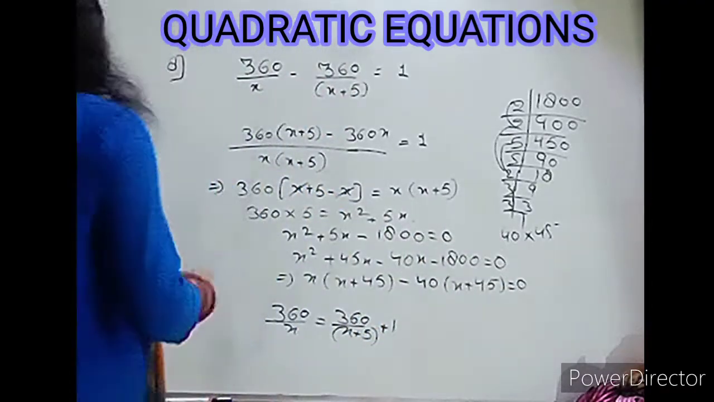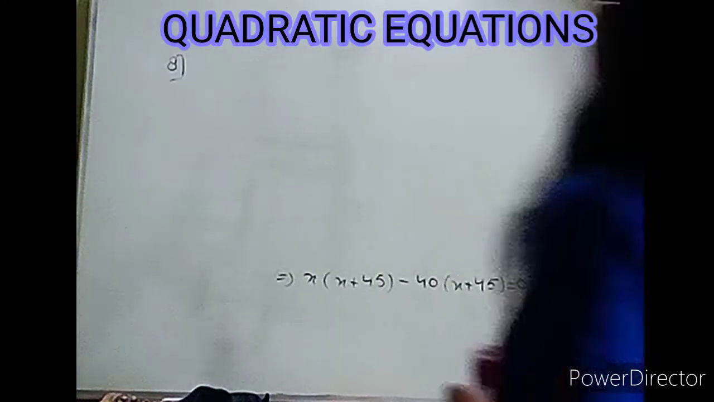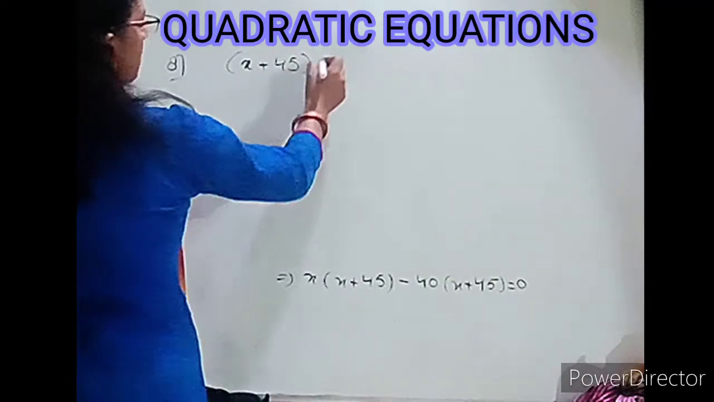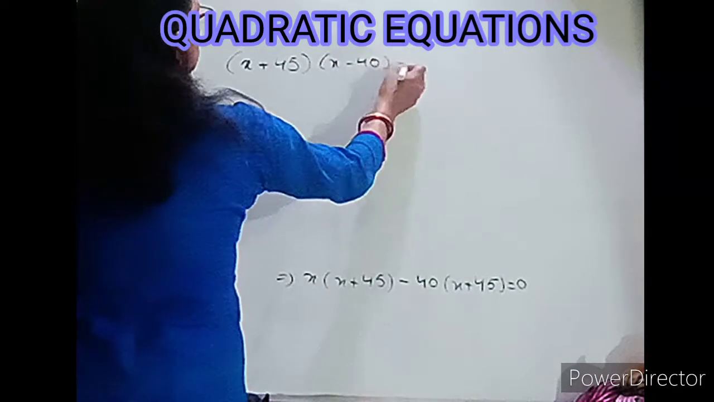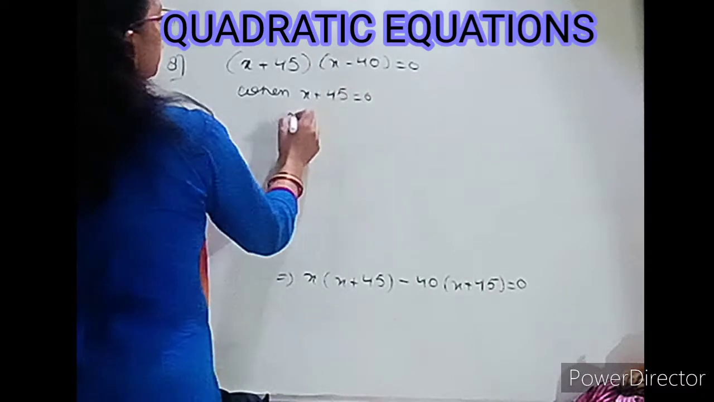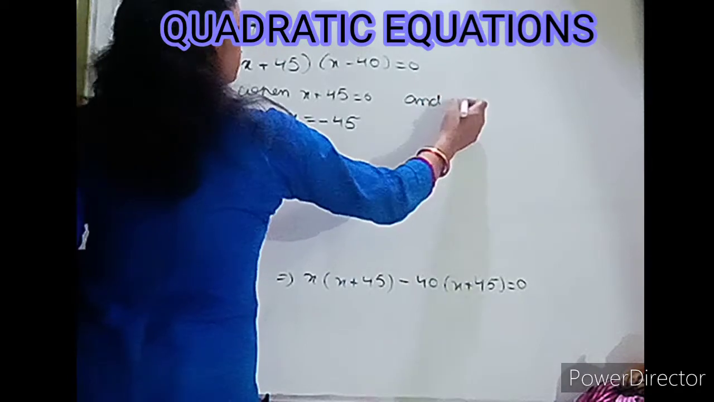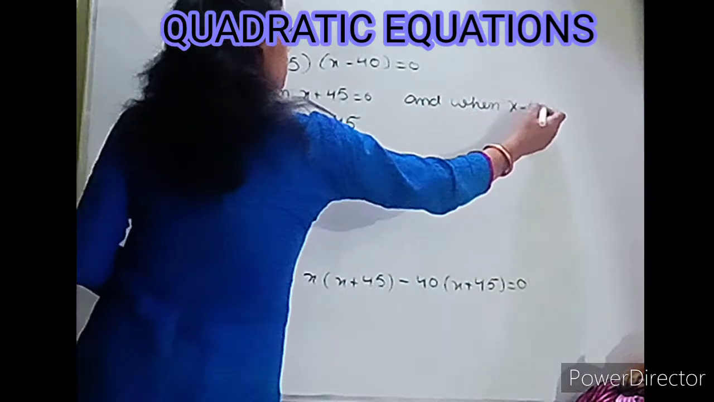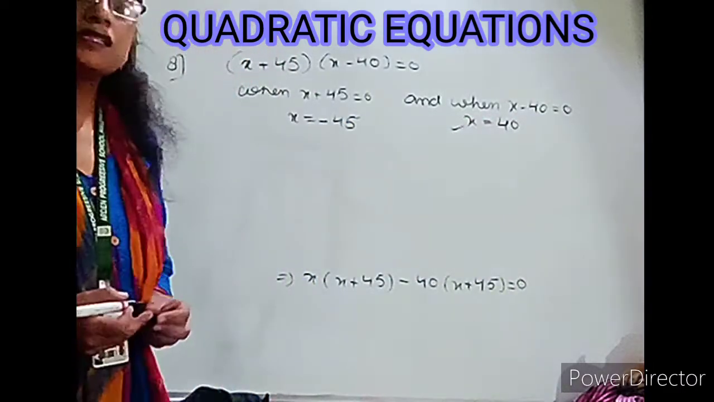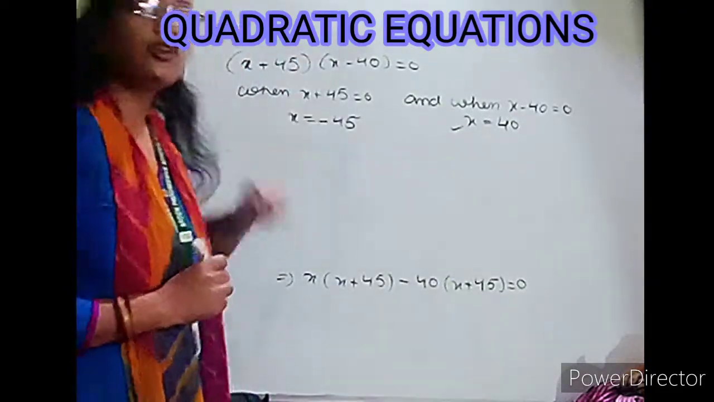Okay. So now if I solve it, what should I get? See, we'll get x plus 45 into x minus 40 equals 0. When x plus 45 equals 0, we'll get x equals minus 45, and when x minus 40 equals 0, we'll get x equals 40. And what is x? x is the speed of the train. So speed of the train cannot be negative, therefore the speed of the train will be 40 km per hour.